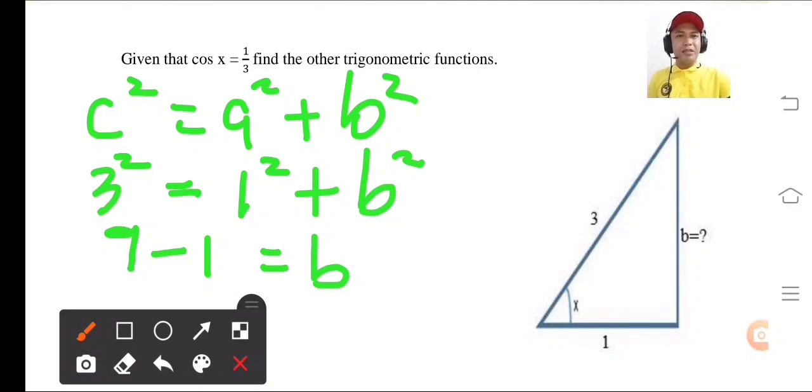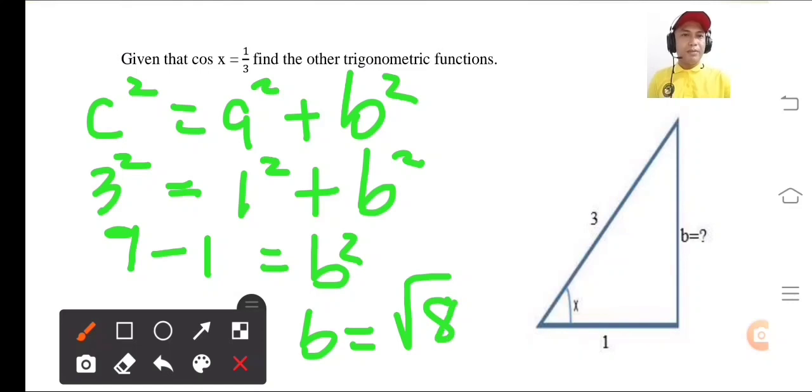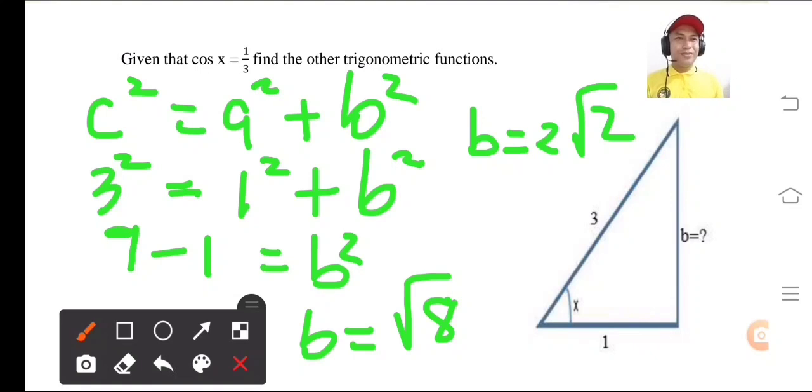9 minus 1 is equal to b squared. If we square root both sides, we have b is equal to square root of 8. But square root of 8 is 2 square root of 2. So the value of b is 2 square root of 2. 2 square root of 2 is approximately 2.82 or 2.83.